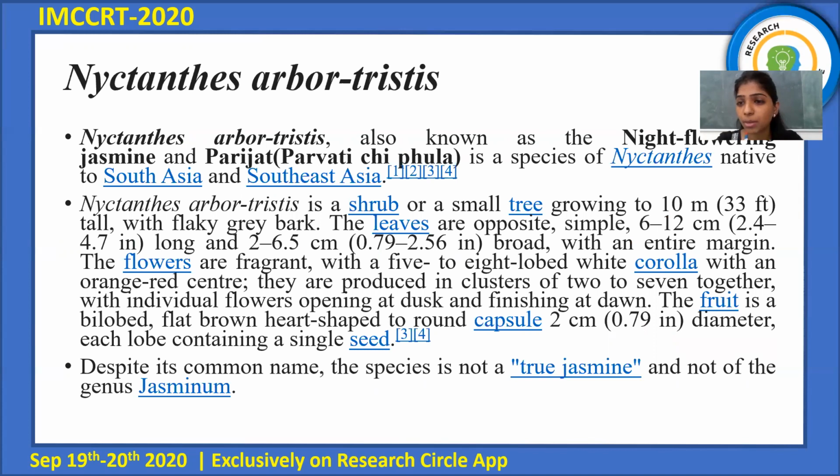It grows up to 10 meters, which is 33 feet, with a flaky gray bark. The leaves are opposite, and it has a white corolla. The flowers are fragrant, and the fruit is bilobed. It has a round capsule-like shape, and each lobe contains a single seed. Despite its common name, the species is not a true jasmine and not of the genus Jasminum.